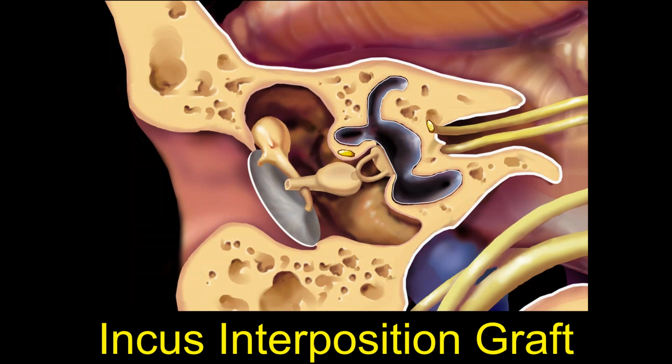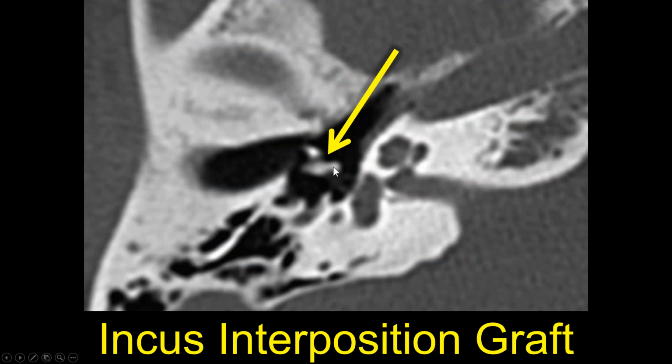So here's an incus interposition graft. We've taken the incus out, we've reconstructed and repositioned it so that it is now connecting the long process or the manubrium of the malleus with the superstructure of the stapes. Here we see the anterior and the posterior crura of the stapes that are in place going over to the oval window. So we've taken the incus out of position, disarticulated it, and reconstructed it to connect directly from the malleus to the stapes itself.